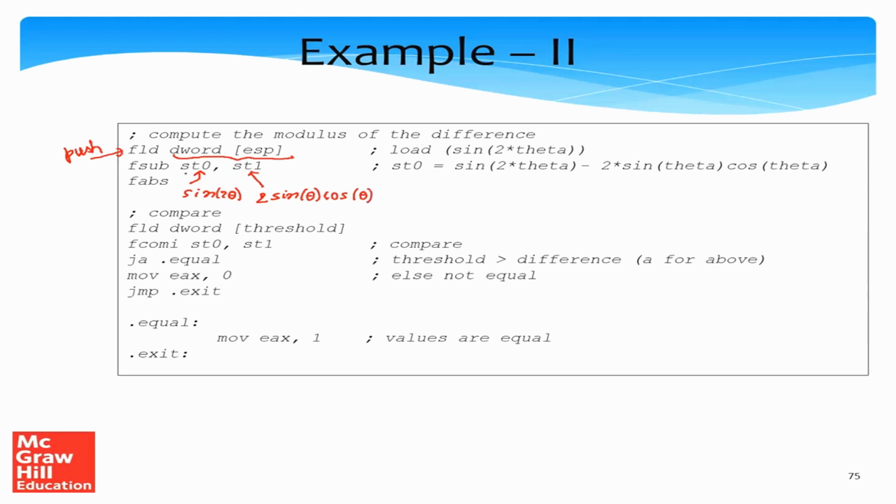Right, so at this point, let us subtract these two values. The difference between them will be saved in ST0. Let us also compute its absolute value using the FABS instruction. So what does ST0 contain? ST0 contains the absolute value of the difference between sine of 2 theta and 2 sine theta cos theta.